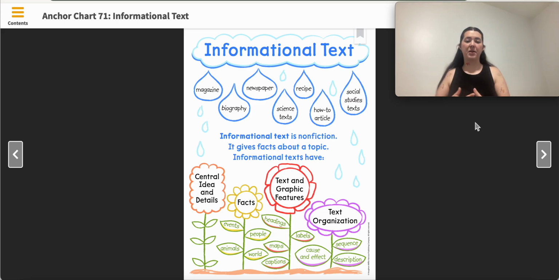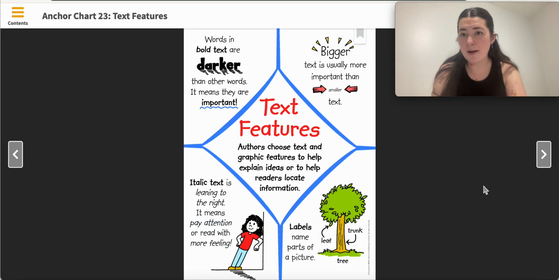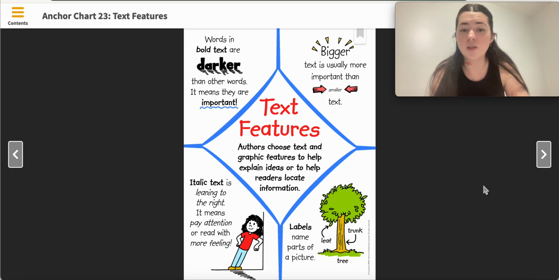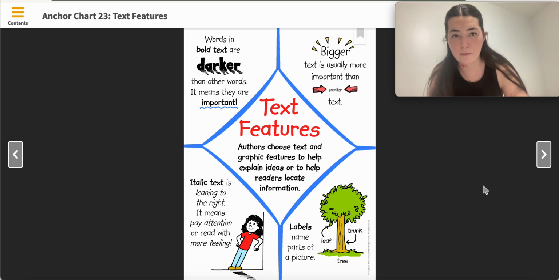They give facts about a topic. Informational texts have a central idea and details. They have facts about events, people, animals, and the world. They have text and graphic features like headings, labels, maps, and captions. And there's text organization like cause and effect, sequence, and description. We're specifically talking about text features today, which is where authors choose text and graphic features to help explain ideas or to help readers to locate information.